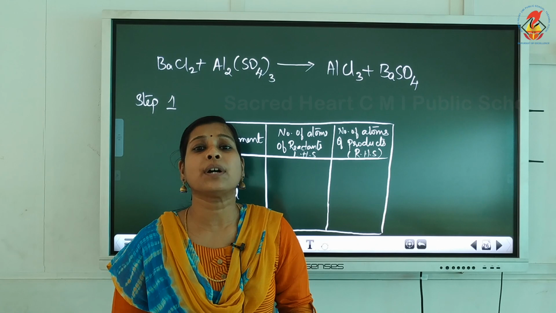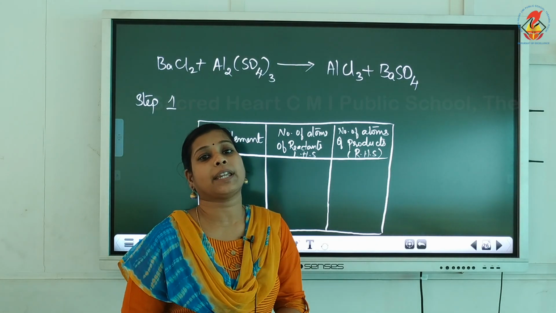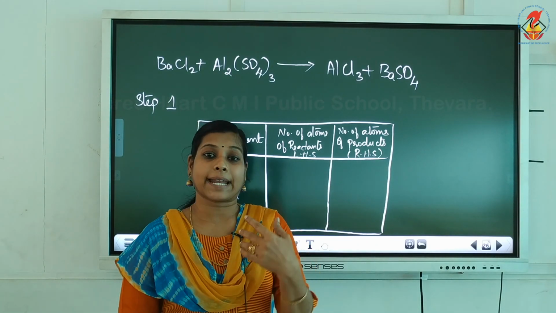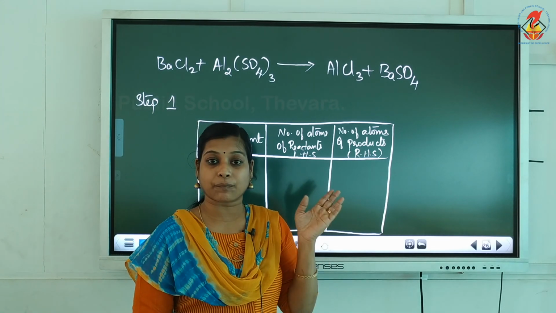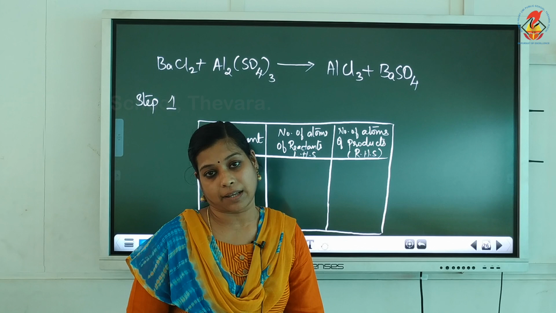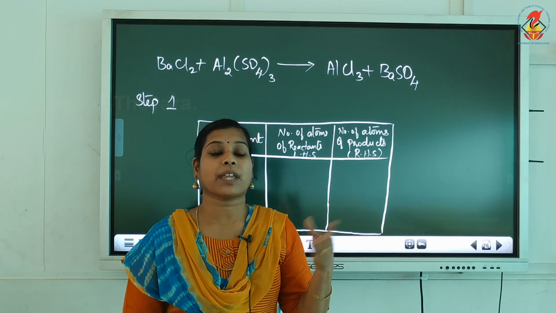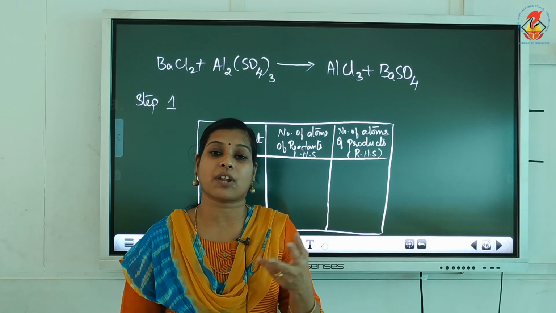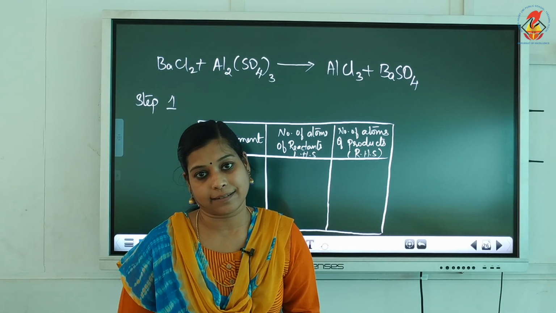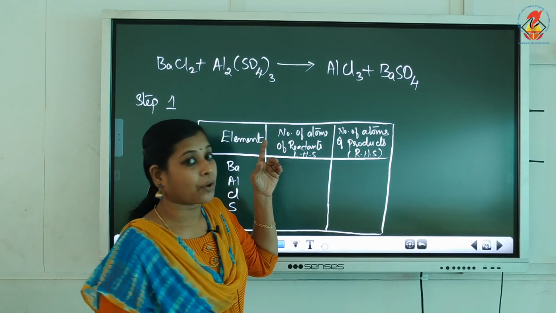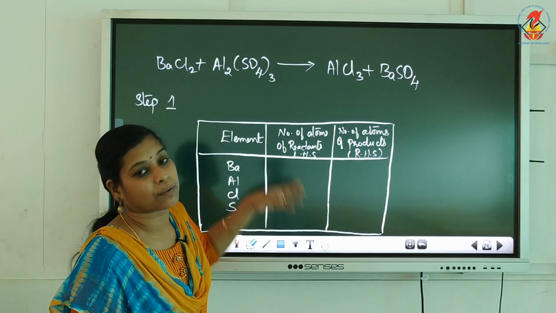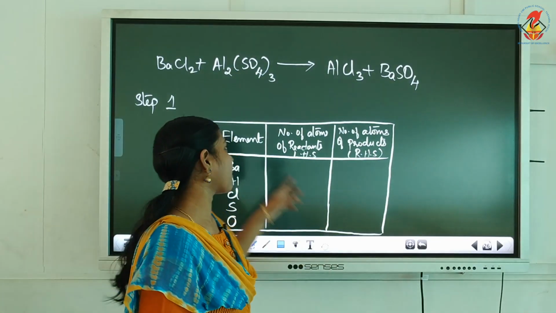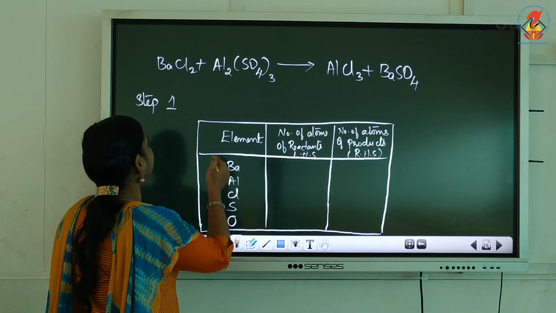I have told you that sometimes the question will be in a statement form. At that time you have to write the equation for it. For that we should know the symbols and formulas, which we studied, the derivation of formulas and all, in the 9th standard. And if a symbol equation is already given, we can proceed to the next step. So step 1 is starting.